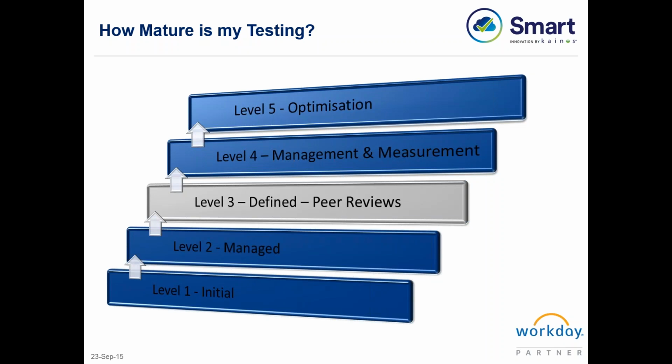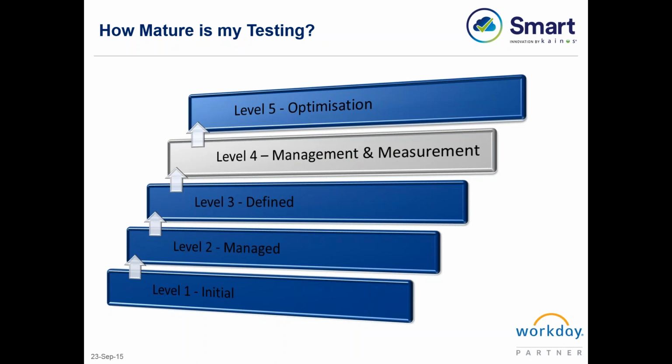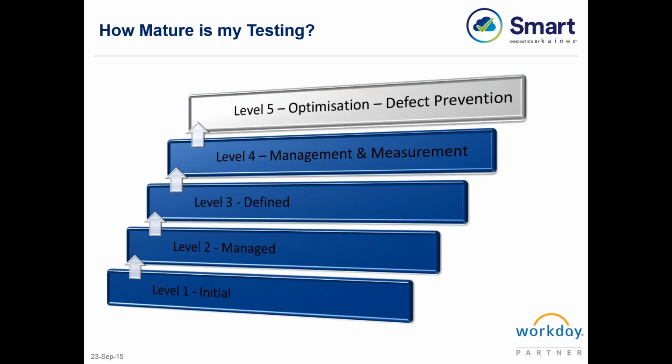Level 3 is defined. Now, this is again building on the levels that came before, and it's ensuring that the testing that has been conducted is going to be peer reviewed by other people to ensure its accuracy. Next, management and measurement. Again, building on what's been done before to manage in a much tighter way and measure exactly what's being done and the benefits of it. And then lastly, optimization, which from a pure testing point of view, is defect prevention. So what you're going from is trying to find defects to level 5, which is trying to actually prevent defects.